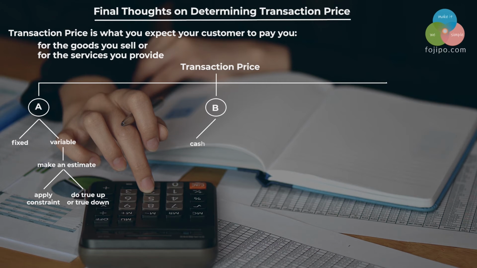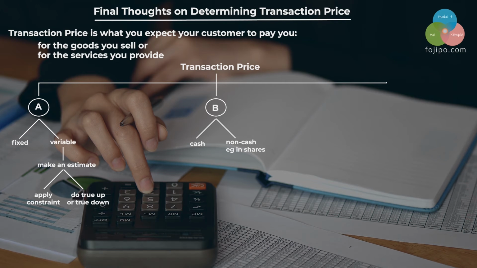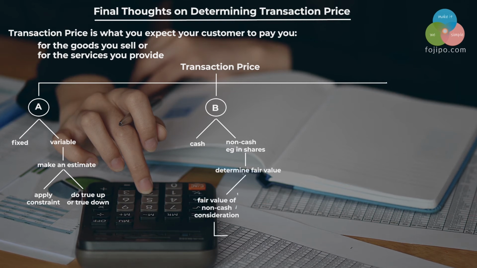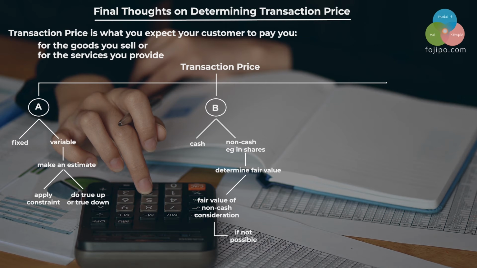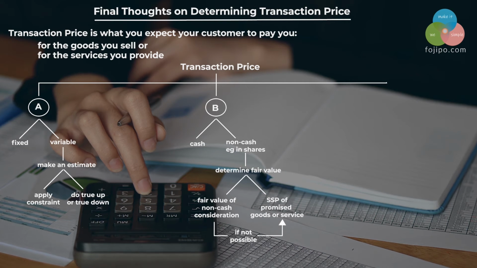Transaction price can be paid in cash or in non-cash forms, for example in shares of the company. If paid in cash, no problem and no estimation needed. However, if paid in non-cash form, for example in shares, then you will need to determine the fair value of the non-cash consideration at the contract inception. Only if it is not possible to determine the fair value of the non-cash consideration, only then you should determine a standalone selling price of the promised goods or services, and this estimated amount will be your transaction price.